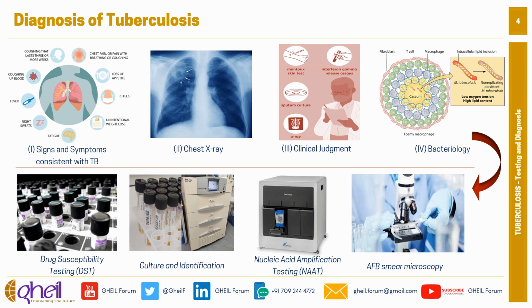Types of diagnosis for Mycobacterium tuberculosis detection. Signs and symptoms consistent with TB. Chest X-ray. Clinical judgment. Bacteriology. AFB smear microscopy. Nucleic acid amplification testing, NAAT. Culture and identification. Drug susceptibility testing, DST.